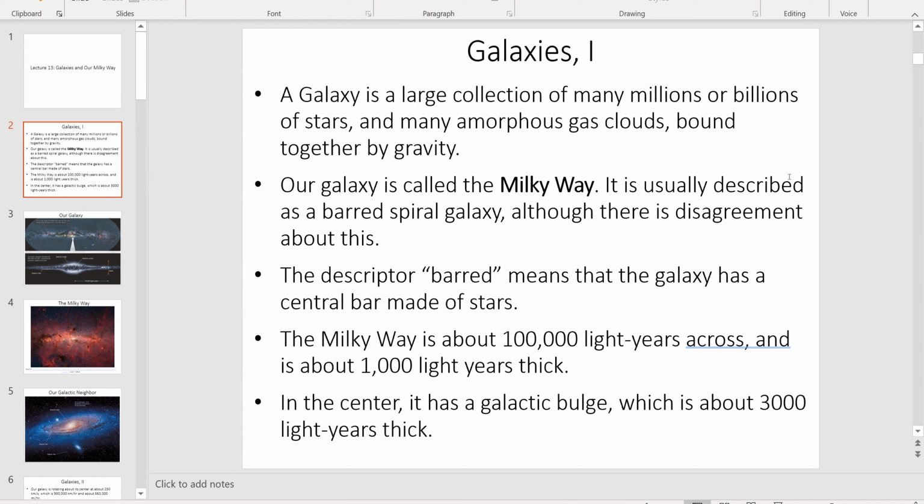A galaxy has a disk, as I alluded to earlier, but it also has a galactic bulge in the center, which is a relatively very dense area with a lot of stars that has a lot of radiation, emits tons of light, which is radiation. And the galactic bulge is about 3,000 light years thick.